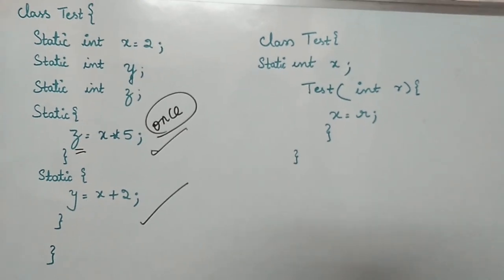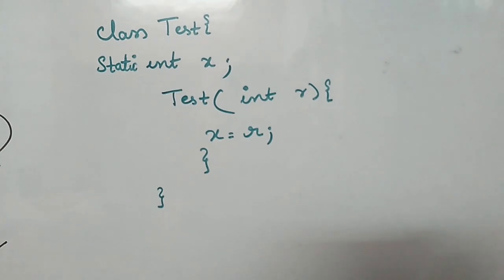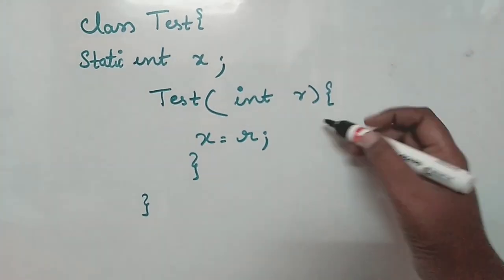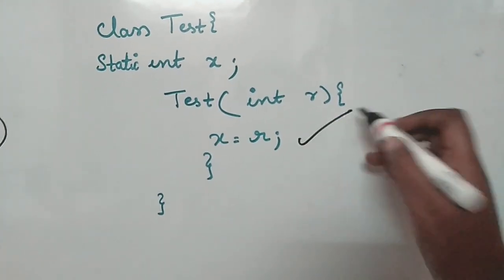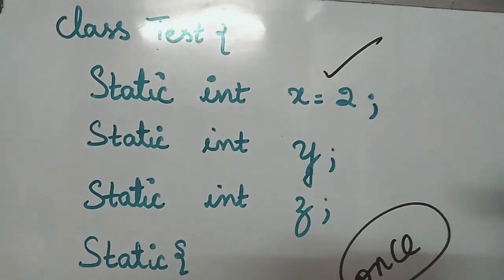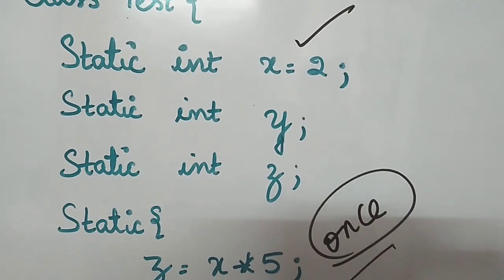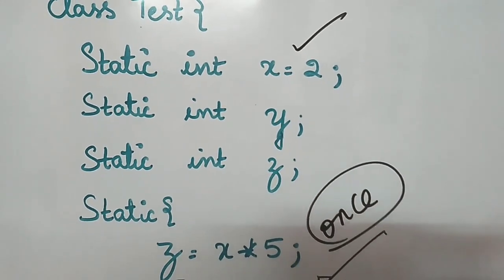You can also initialize the static variables through the constructor. Here I am initializing the static variable through the constructor. And you can also see that I have directly initialized the static variable during declaration itself. Even that you can do.